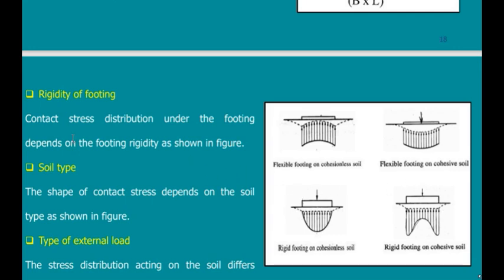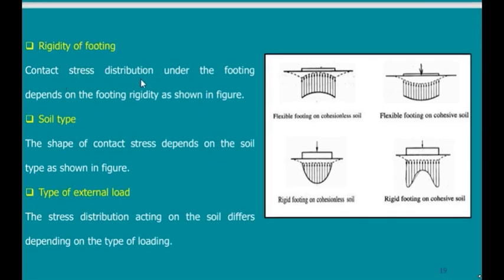So rigidity of the footing, it is the contact stress distribution under the footing. The contact stress distribution under the footing depends on the rigidity as shown in the figure. If I have various types of footings, one of them is flexible, one of them is rigid, and so on, the stress of the soil will differ according to this.